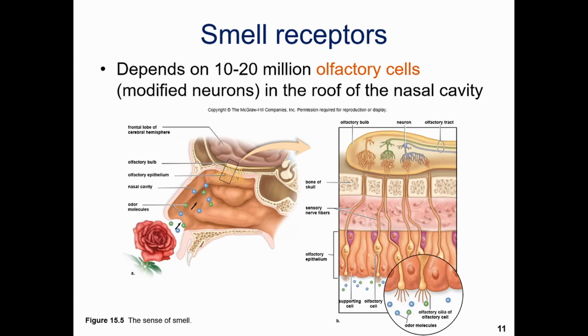The molecules in the air are going to touch the olfactory cells, and then the olfactory cells will connect up with the olfactory tract, which is part of the olfactory bulb, and then travel straight to your brain, because remember, that is cranial nerve number 1.